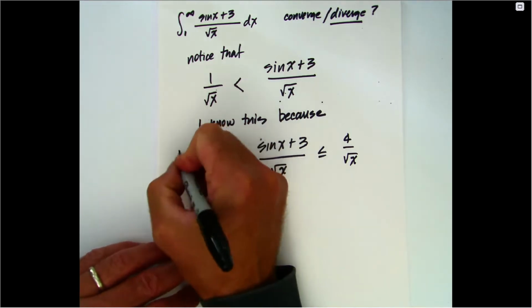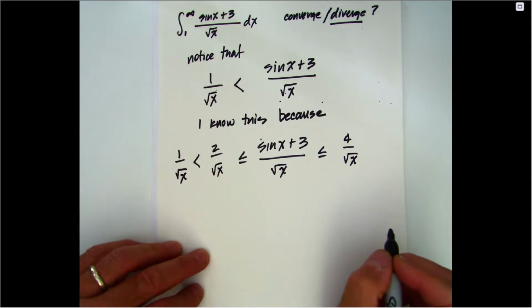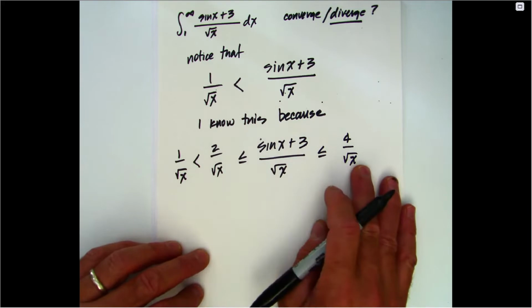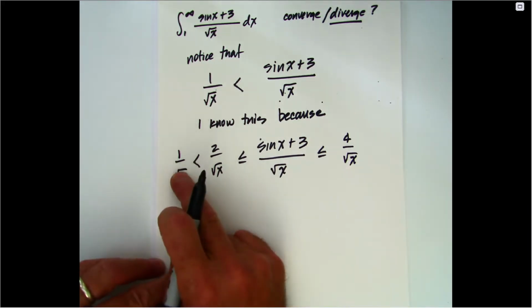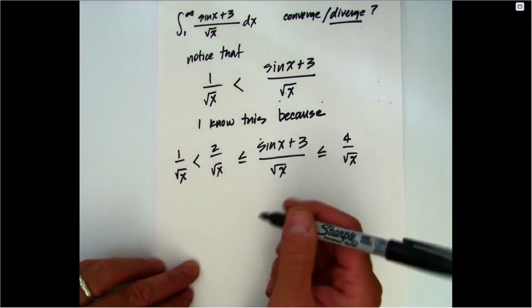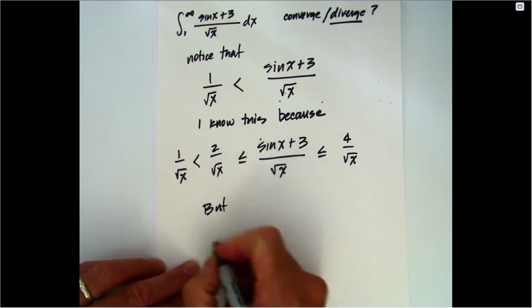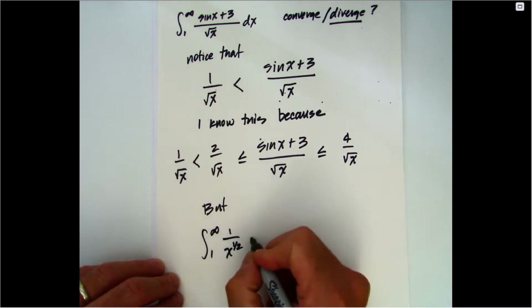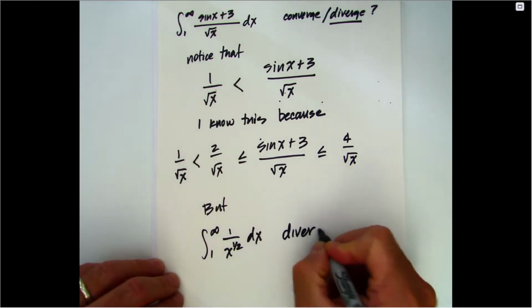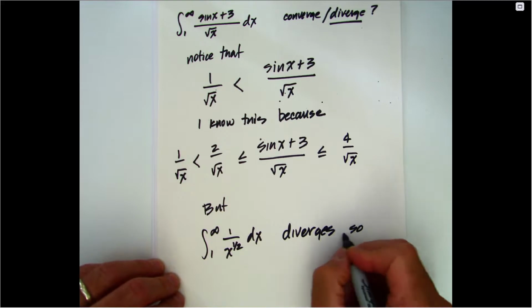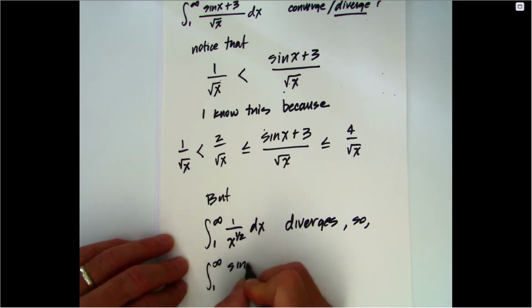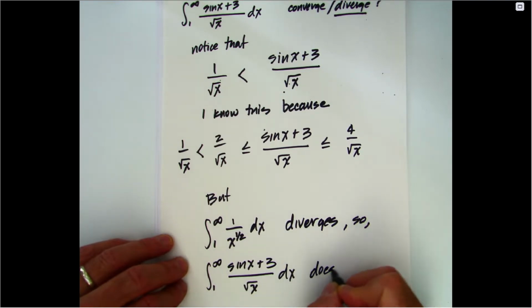This is strictly less than 1 over square root of x. I hope that makes sense to people. This thing's oscillating between these two extremes, and this function is definitely less than this. And we know this function diverges from the rule. The integral from 1 to infinity of 1 over x to the 1/2 dx diverges. So the integral from 1 to infinity of (sine x plus 3) all over the square root of x dx does also.